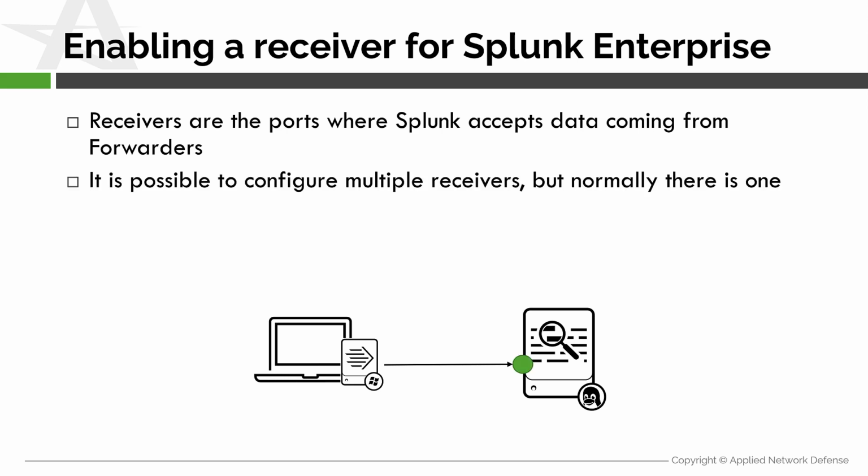And normally you only see one receiver per Splunk Enterprise instance. Technically it's possible to configure more than one, but as said, normally you only see one. In some occasions you may see that there is a dedicated network interface just for the receiver, and let's say Splunk Web is listening on another interface.